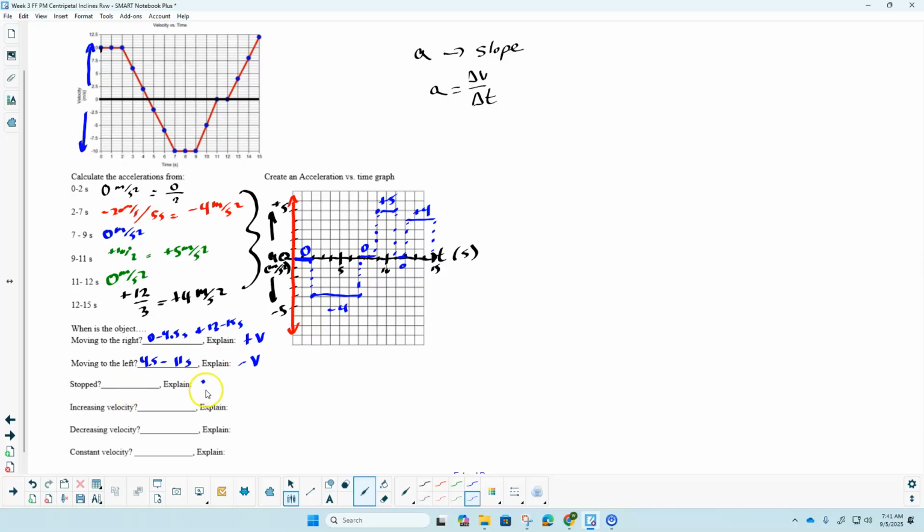Stopped: if it's stopped, the velocity is equal to 0. It's not moving. So that's anytime it's 0, so 4.5 seconds first time, and then it looks like 11 to 12 seconds would be the next. Then we talk about increasing, decreasing, and constant velocities. An increasing velocity means the number for the velocity gets bigger. Decreasing, the number for the velocity gets smaller. And if it's constant, the number for the velocity stays the same.